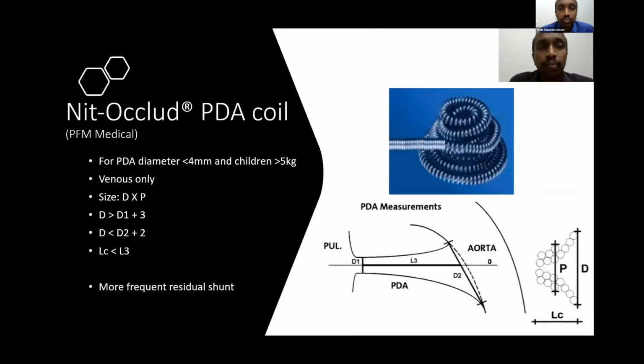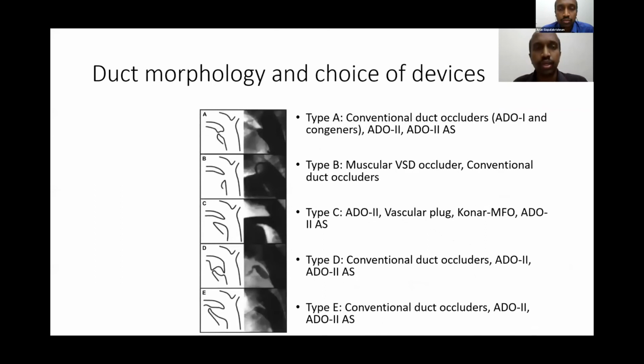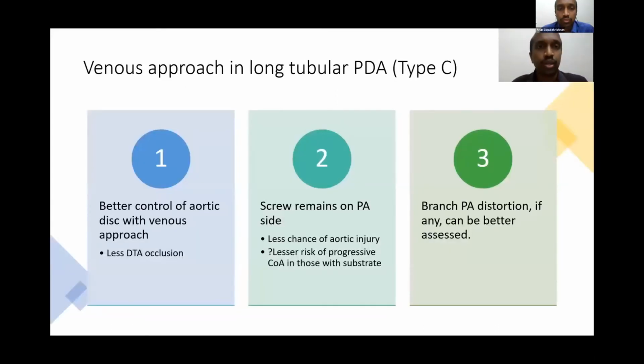The modern day coils are designed for deployment through the venous approach only, provided the child is older than 5 kilograms and the ducts are smaller than 4 millimeters. The only issue with this coil is that it is associated with more frequent residual shunt. Essentially, ducts of all morphology can be closed percutaneously in the modern era through the venous approach, with the plethora of devices which are available for use.